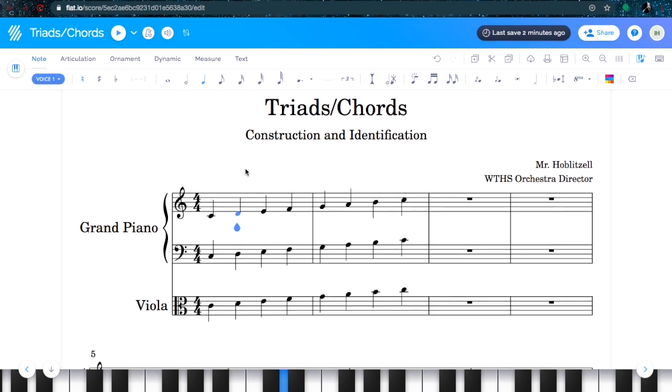Today we're going to be talking about triads and chords in general, the basics of constructing them, and also identifying them. So we are going to be working in the key of C major here. I have 3 different clefs, so just make sure that you're looking at whatever clef you are most comfortable with. I have a 1 octave C major scale written out already.